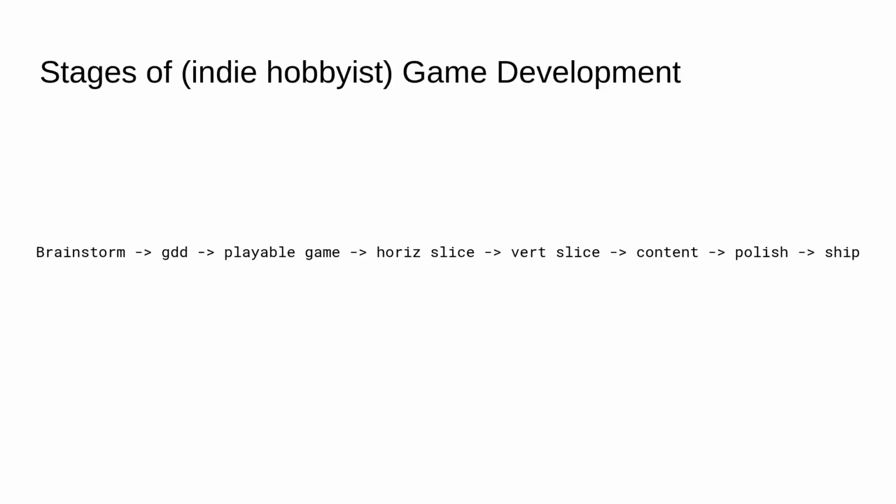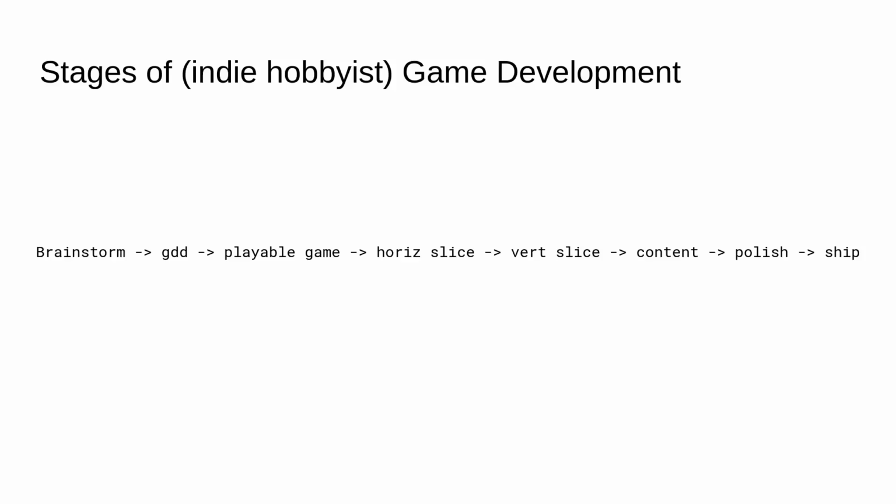All right, now we're going to get into the stages of indie hobbyist game development. Again, if anybody has any questions, feel free to post them in Workspace, and I'll be able to answer. All right, so the general stages of indie hobbyist game development are the brainstorming, game design document, playable game, the horizontal slice, the vertical slice, the content phase, the polishing phase, and then shipping the game.